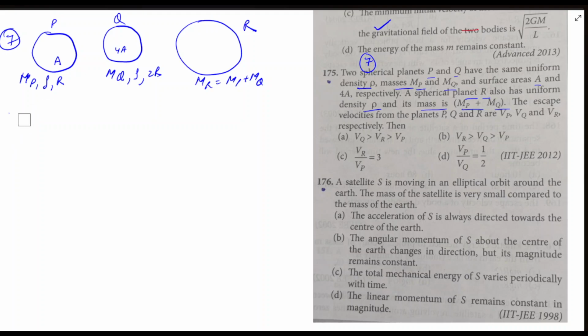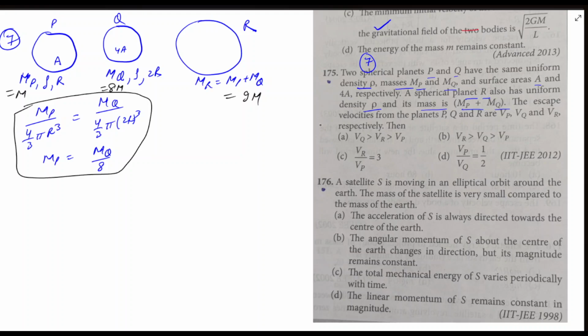Now we can also compare the masses here because density is the same. So its density will be mp upon 4 by 3 pi r cube, and its density will be mq upon 4 by 3 pi 2r cube, and both are the same. So mp will be equal to mq upon 8. Let's say mp is m, so mq will be 8m, and this will be 9m.